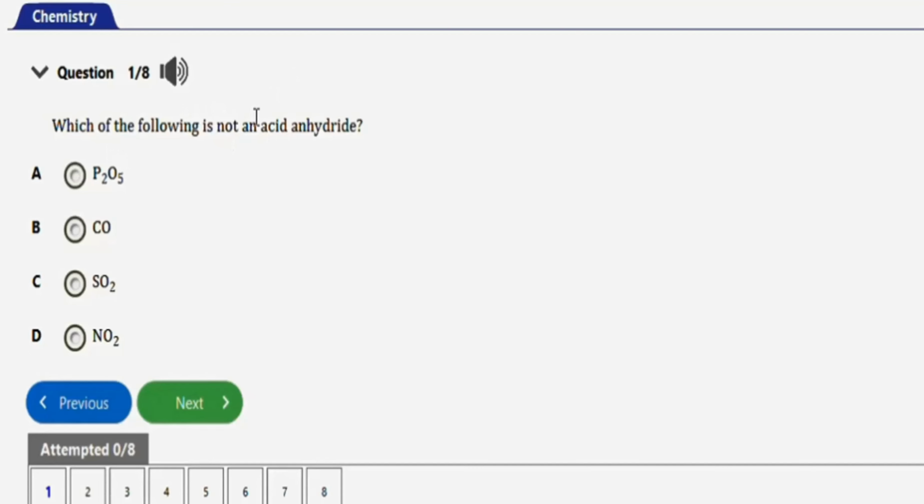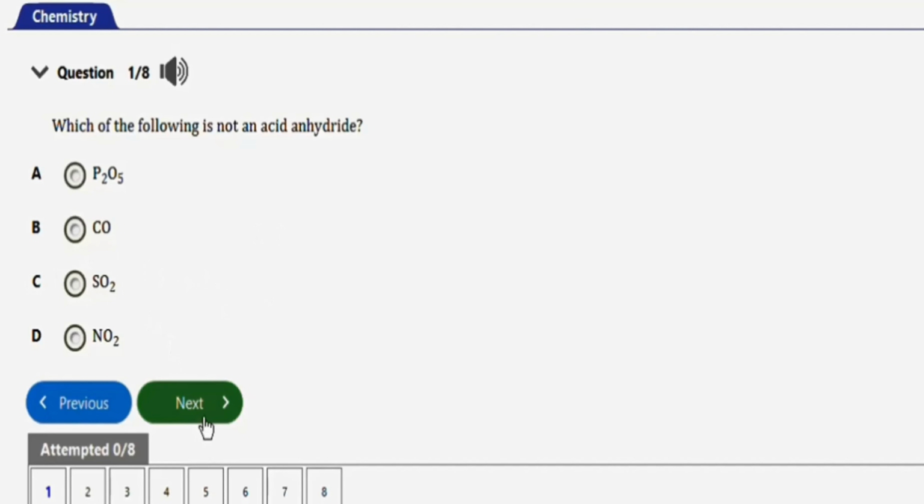The first question says, which of the following is not an acid anhydride? Now guys, acid anhydrides are simply oxides of non-metals, so they dissolve in water to give an acid. So we have the following options. We have this compound, option A, option B, carbon monoxide, option C, sulfur 4-oxide, option D, nitrogen 4-oxide. So the right option to this question will be option B. Carbon monoxide is not an acid anhydride, it's a neutral oxide. So that's it for this question.